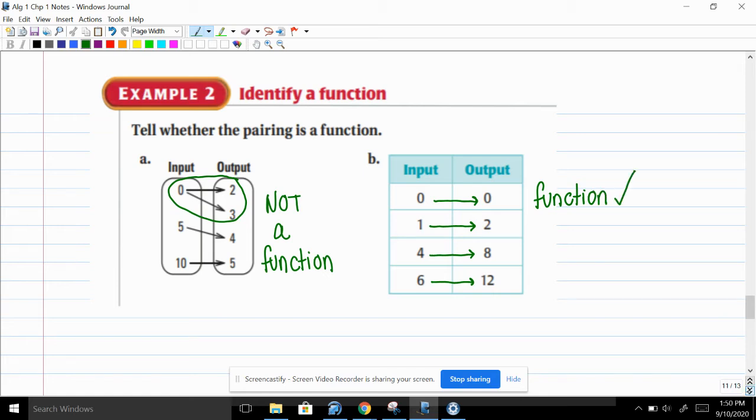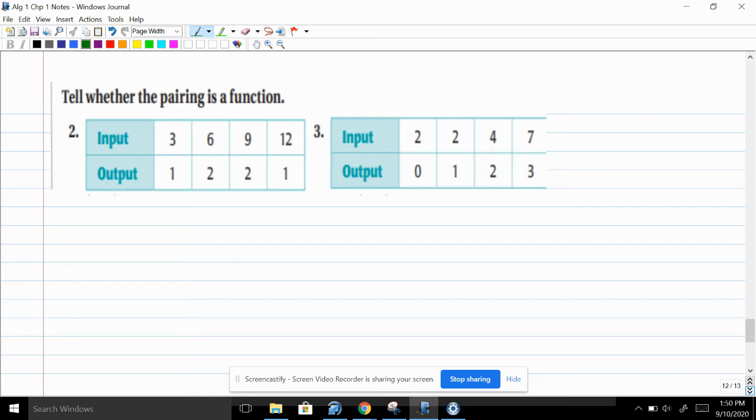Moving right along. We got some more tables here, some more practice with telling whether or not the pairing is a function. I'm going to leave you to try these on your own. I'm not going to go over these together. Maybe, one day when you're in class, we'll take a look at these, but I'm going to leave you to try these on your own and determine for yourself if these are a function.